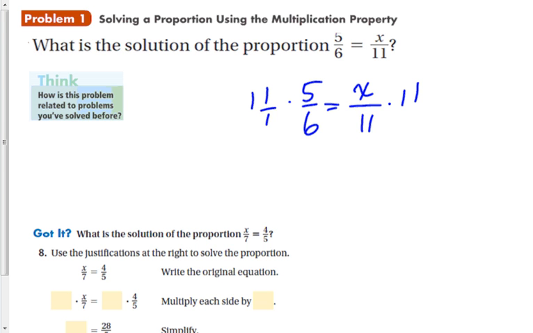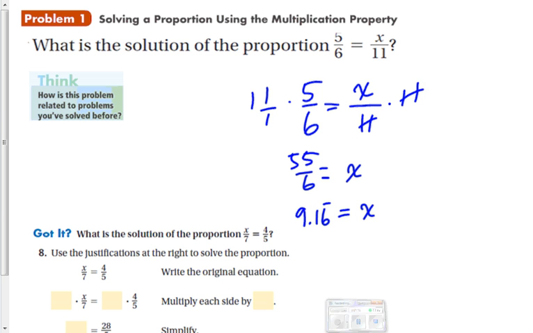If I do that, I get 55 over 6 is equal to, and those cancel, x. So my answer is 55/6 if I want to leave it as a common fraction. If I want to change it to a decimal, I would divide that out and that would equal 9.16. Okay, you try that.